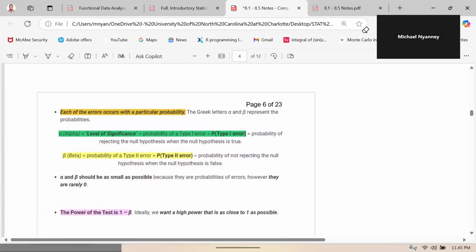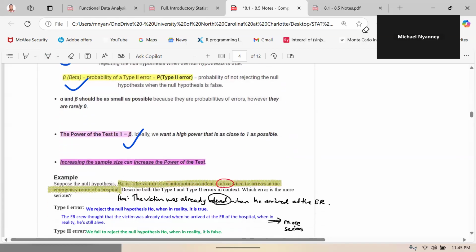Note that each of the errors occurs with a particular probability. I've explained the alpha and I've explained the beta. That's the chance that you commit any of the errors. But sometimes we want to know how powerful our test is. For you to know how powerful your test is, that is, that you can make the correct decisions, you subtract the chance that you make a type 2 error from 1. And that will tell you how powerful your test is. That is the power of our test.